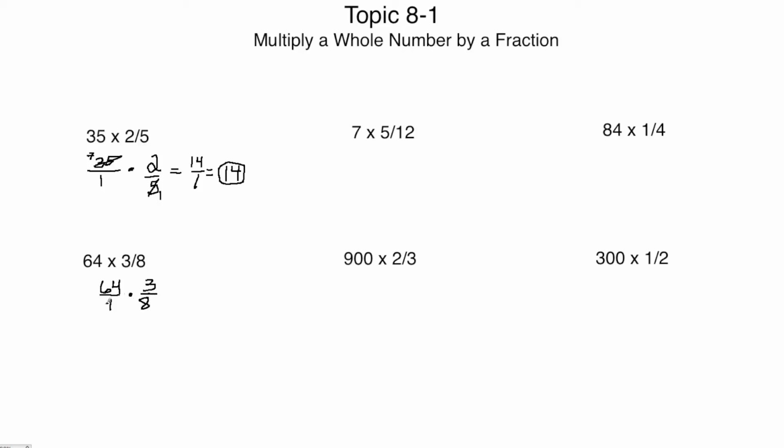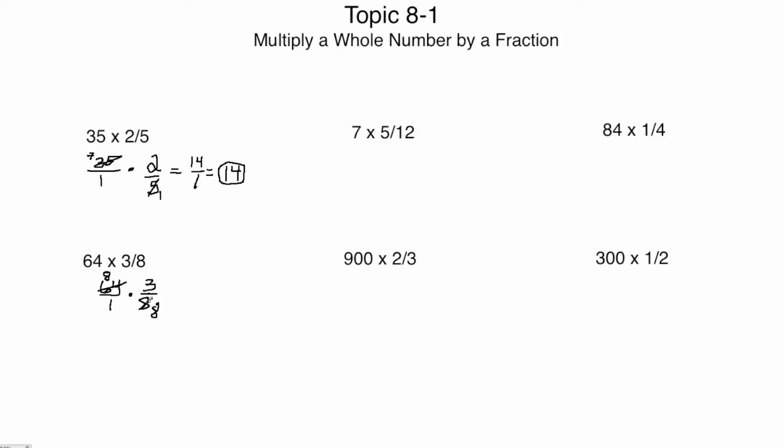Step 1, can we cross factor 1 and 3? Is there a factor greater than 1 that can go into both 1 and 3? Nope. Is there a factor greater than 1 that can go into both 8 and 64? Now this is where you have to know your basic multiplication facts. There is. You can use 2, you can use 4, and of course the greatest one is 8.